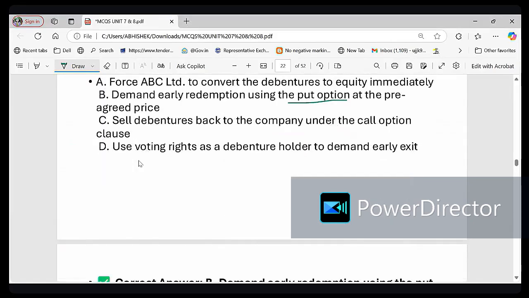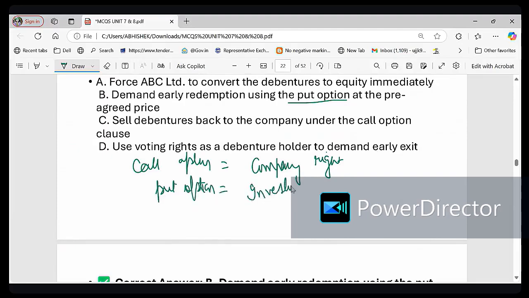So what we learned from this discussion is that call option is the right of the company. Remember, call option is the right of the company, and put option is the investor's right to get out early, and conversion happens after the timeline. And what is the voting right? Voting right comes after you become a shareholder. A debenture is not a share. Once you become a shareholder, then only will voting right come, post conversion.